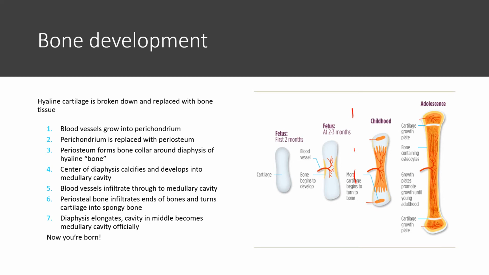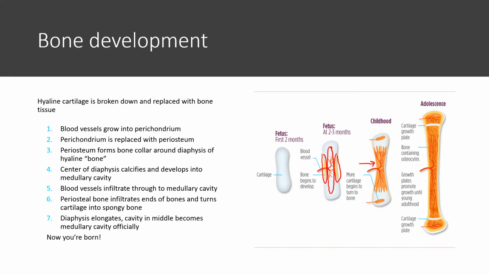Next, the center of the diaphysis calcifies and develops into the medullary cavity. You have that blood supply in the middle of the bone, right? So you can start converting things there too. You've got a collar formed on the outside, and you're going to start ossifying on the inside too.